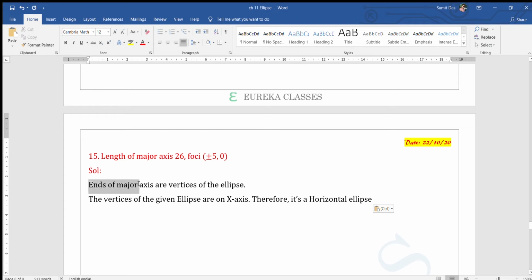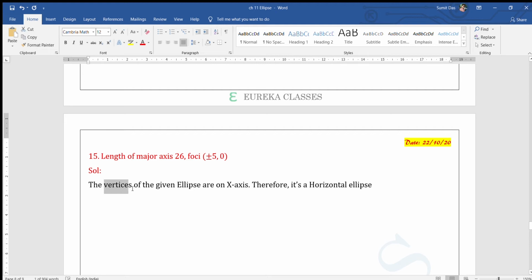The foci, single I. Okay. The foci of the given ellipse are on the x-axis. Therefore, it is a horizontal ellipse.